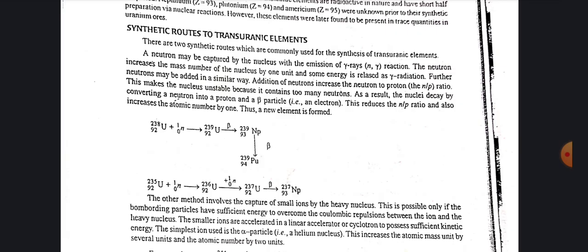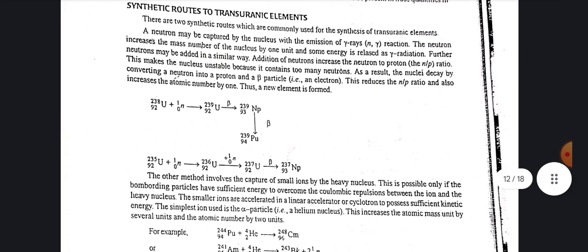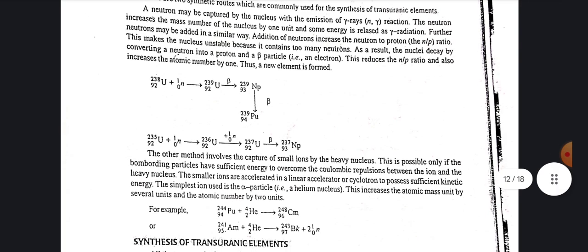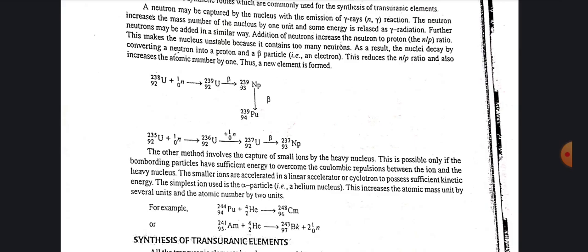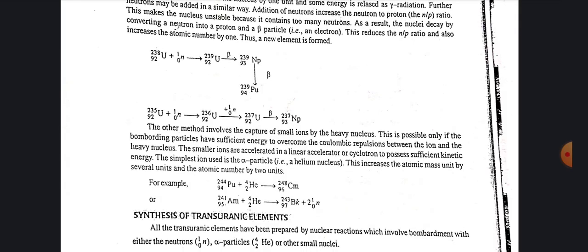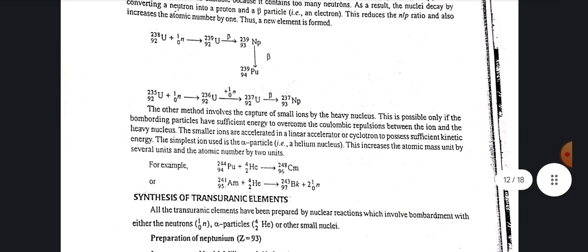Synthesis routes to transuranic elements. There are two synthetic routes commonly used for the synthesis of transuranic elements. A neutron may be captured by the nucleus with the emission of gamma rays, an n-gamma reaction. The neutron increases the mass number of the nucleus by 1 unit and some energy is released as gamma radiation. Further neutrons may be added in a similar way. Addition of neutrons increases the neutron to proton ratio. This makes the nucleus unstable because it contains too many neutrons. As a result, the nuclei decay by converting a neutron into a proton. This reduces the N/P ratio and also increases the atomic number by 1.